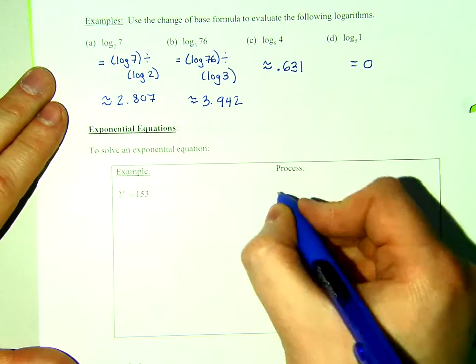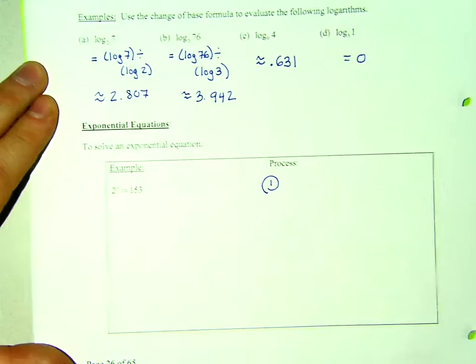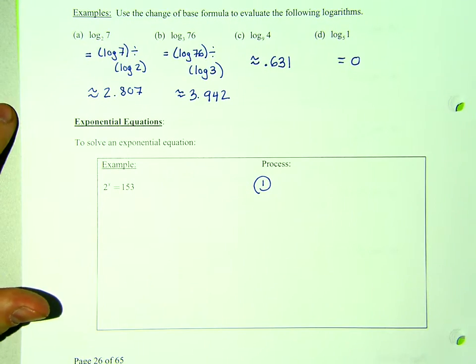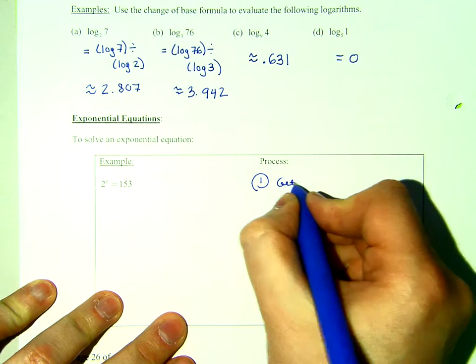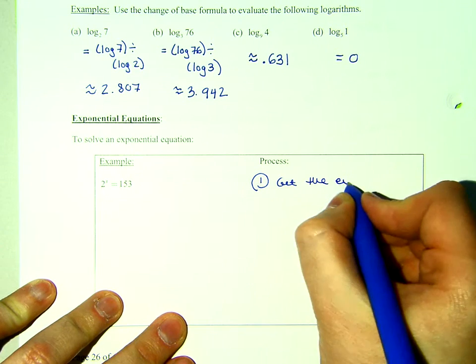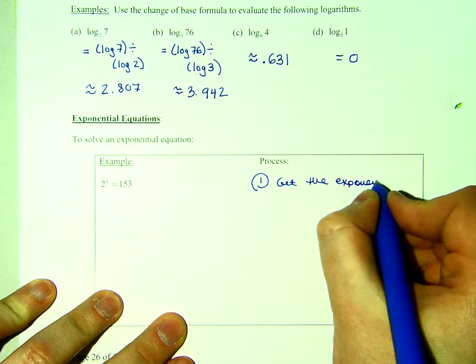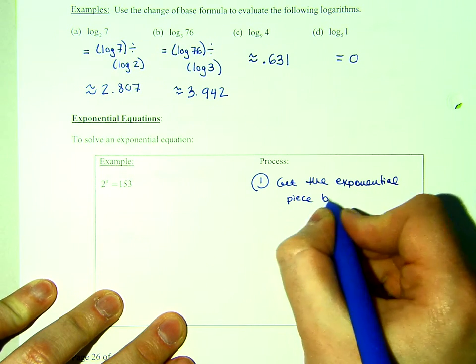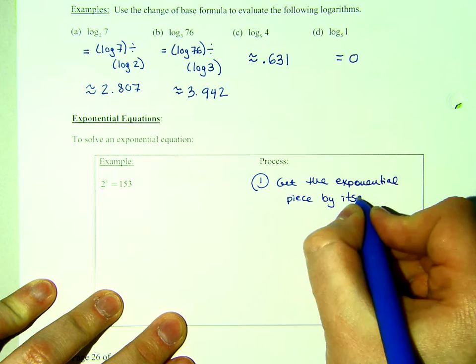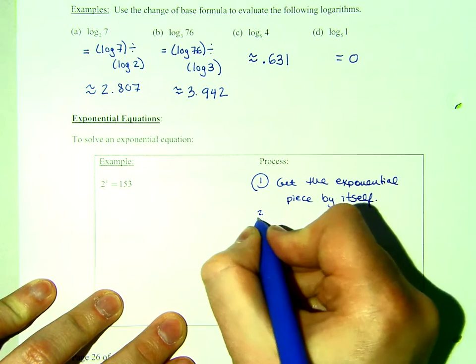However, step number 1, which does not matter in this problem, but will matter in some other problems, we need to get the exponential piece by itself. If there was a +3 or a ×4, get rid of those things. So step number 1, and we'll see some of those in a moment, get the exponential piece by itself. Not an issue in this problem.